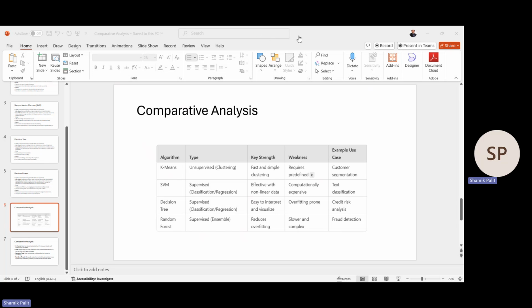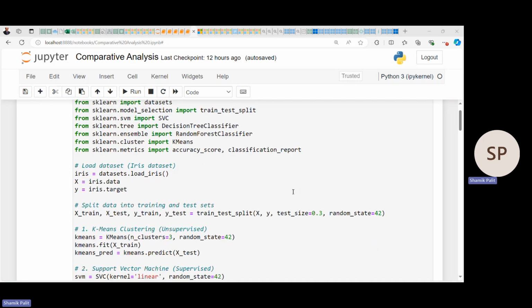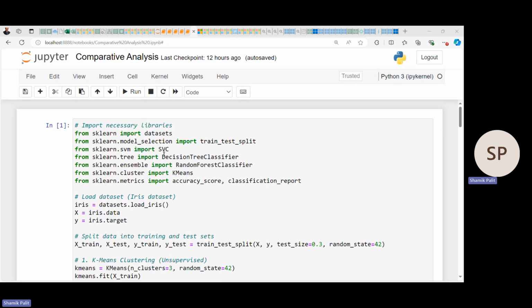Let's have a look at the Python implementation of the same aspect, that is, how practically we can make use of these algorithms in a Python Jupyter notebook. As you can see over here, we have made use of different models like the decision tree, random forest, and k-means, all available inside scikit-learn. And we have also taken into consideration the accuracy score and the classification reports.